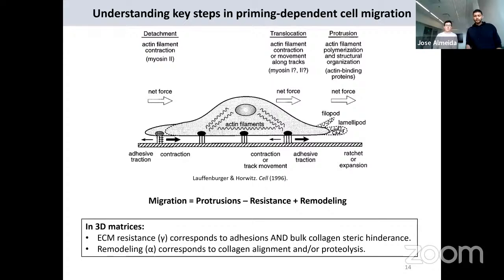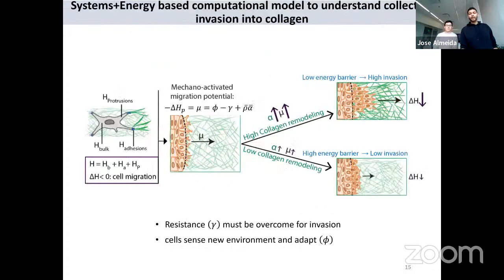So based on this, we formulate our energy equation for the cell as having 3 components: H bulk, which is the energy required to increase cell volume; H adhesions, which is the energy required to make adhesions with the ECM; and H protrusions, which is the energy required to make stable adhesions, to make stable protrusions. And the cell will only be able to migrate forwards if the net change in energy is less than 0.